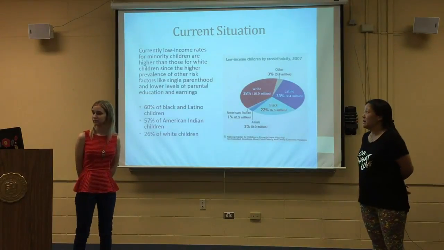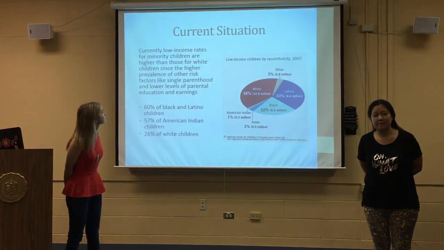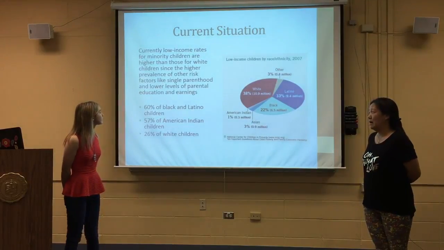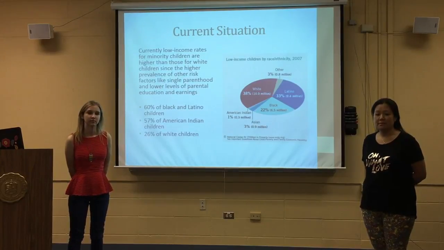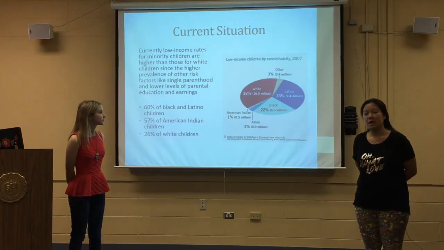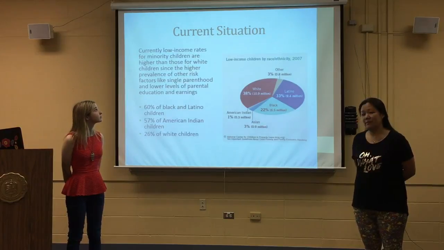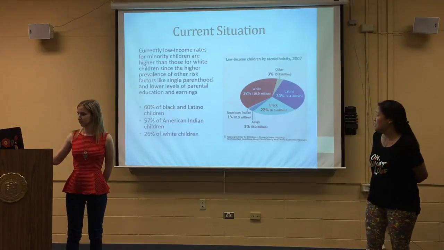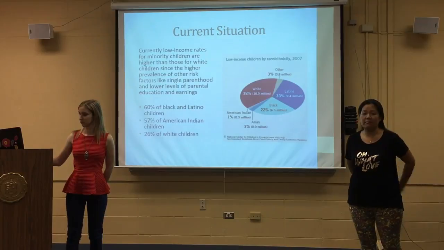So currently, low-income rates for minority children are higher than those for white children because of the prevalence of other risk factors, such as the educational attainment of the parents and lower levels of potential earnings, due to the fact that they are less likely to receive a high school diploma or equivalent. 60% of Black and Latino children are living in a low-income economic status, as well as 57% of American Indian children and 26% of white children. The circle graph shows you the percentages and the races of children living in low-income families.